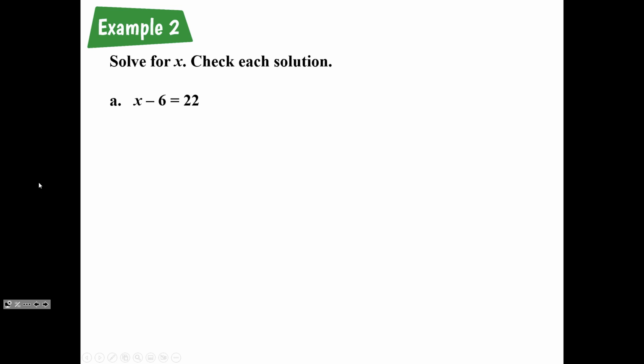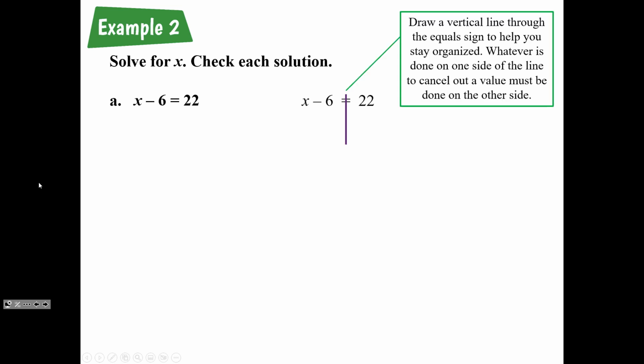So what we need to do is this is a one-step equation. Our x is being subtracted by something. What do we do to undo subtraction? Addition. So we're going to add 6 to both sides. When we add 6 to both sides, we're left with just x on the left-hand side. 22 plus 6 we get is 28, so our x is equal to 28.